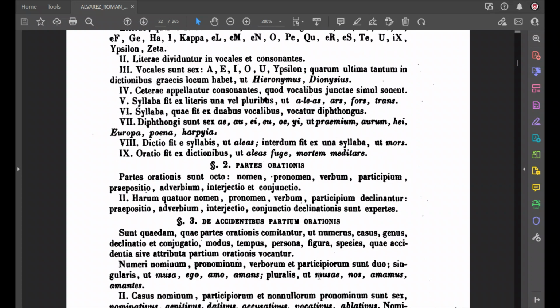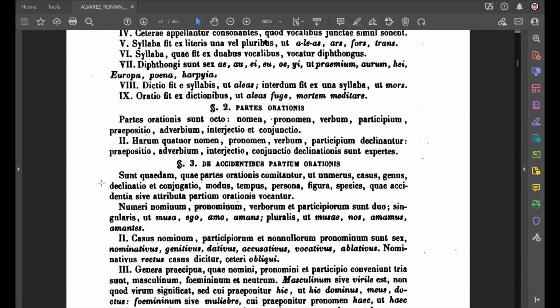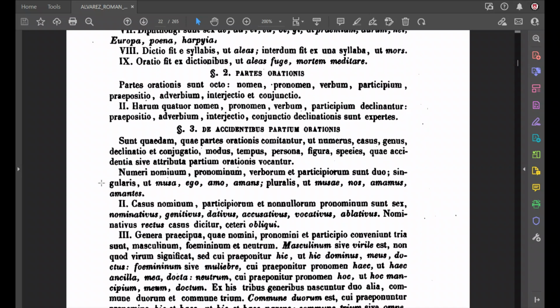So that was lesson 2, and then in lesson 3, we studied the accidents of the parts of speech. We talked about what accidents are. We said accidents are characteristics or attributes of the different parts of speech. And we got started. We learned the first accident was number. The second accident was case. And the third accident, which we just started at the end of our last class, was gender.